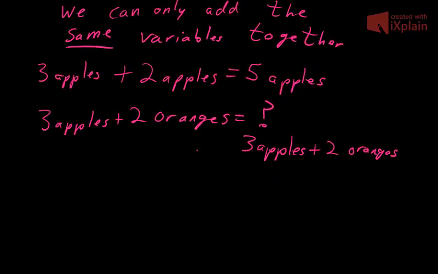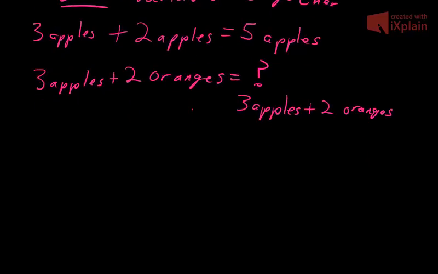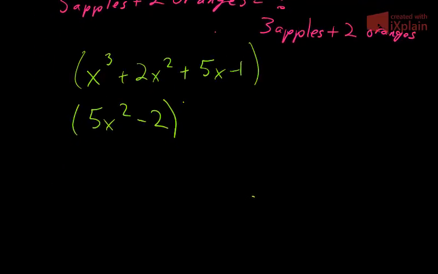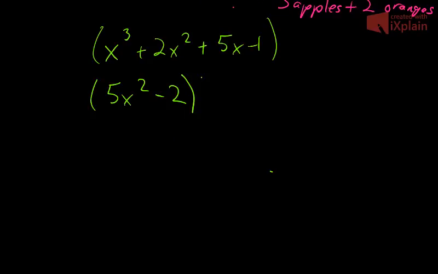So let's look at a quick example of what this might look like. If I have x cubed plus 2x squared plus 5x minus 1, and I want to add that polynomial to this polynomial, which is going to be 5x squared minus 2. I drew that parenthesis over here way too far out. What I'm going to want to do is line this up kind of like we line up digits for long subtraction problems.